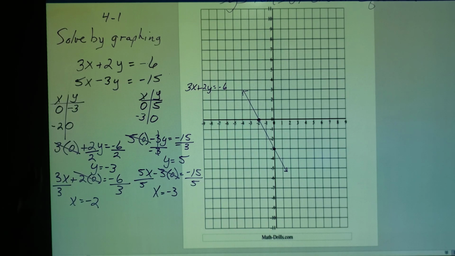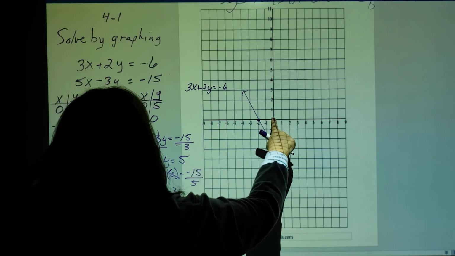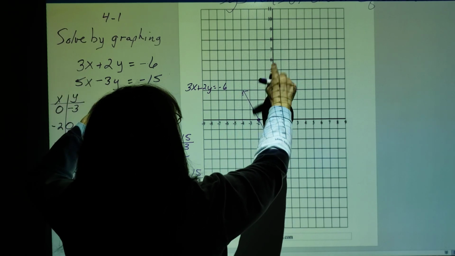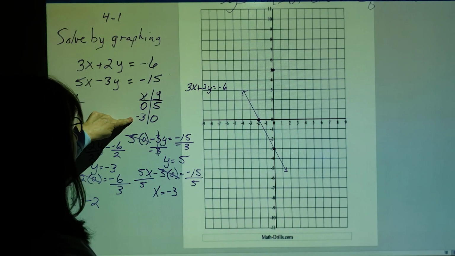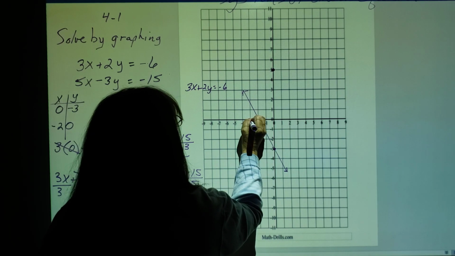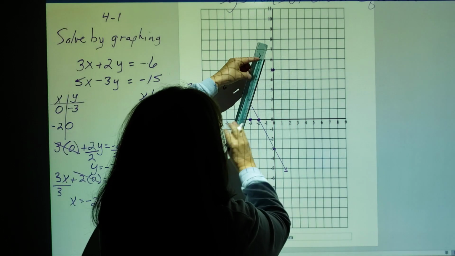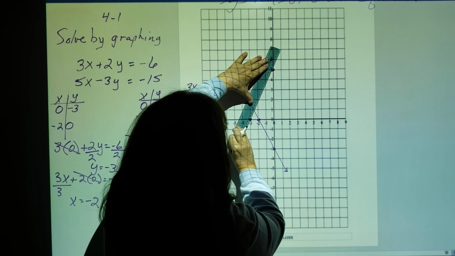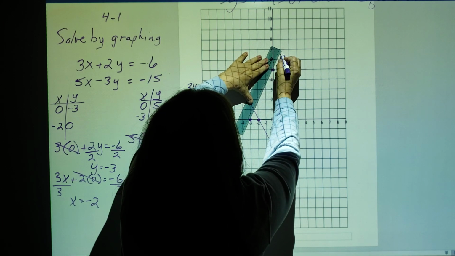All right, next we're going to go ahead and graph this. 0, 5. So we're going to go up 1, 2, 3, 4, 5 here. And this is -3, 0. So we come over here to -3. Goes here. Again, we draw our line. And we're going to end up with something that crosses the first line.